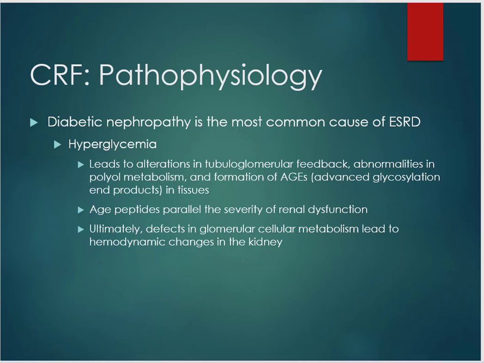Under the pathophysiology, diabetic nephropathy is the most common cause, as we've talked about. So high blood sugars can lead to alterations in the tubuloglomerular feedback. There can be abnormalities in metabolism, and we know that with these elevated blood sugars, you can have a formation of AGEs, which are your advanced glycosylation end products, and these can collect in the tissues. AGE peptides parallel the severity of the renal dysfunction. And ultimately, the glomerular cellular metabolism leads to hemodynamic changes in the kidneys.